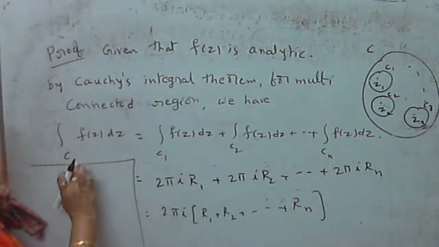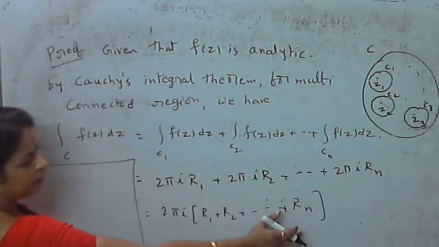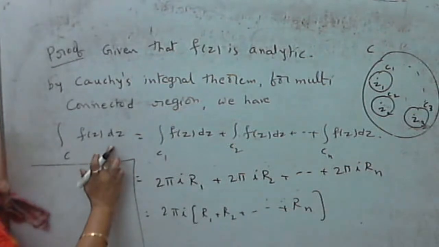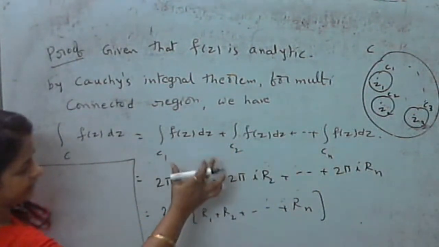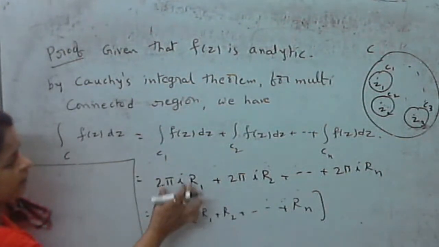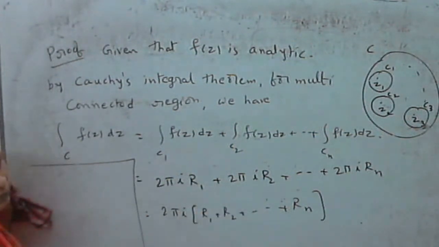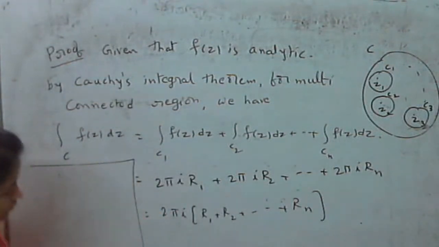So integral over c of f(z) dz equals 2πi times (r1 plus r2 plus r3 and so on plus rn). So by the multi-connected region theorem, f(z) dz can be written like this. By applying the residue formula, integral over c1 of f(z) dz equals 2πi r1, 2πi r2, like this. So this is the Cauchy's residue theorem.